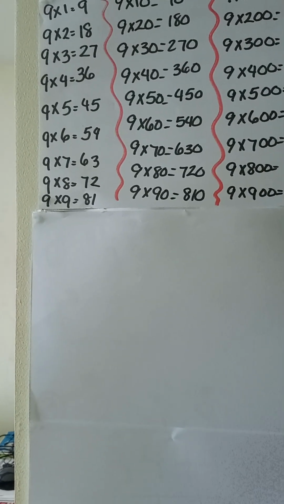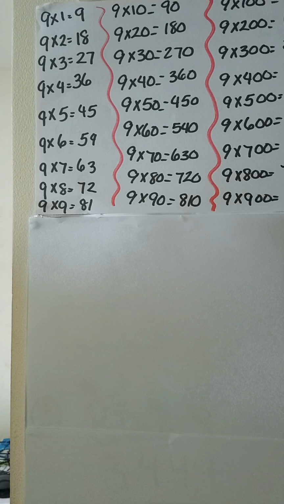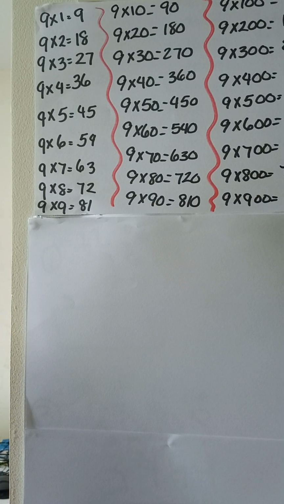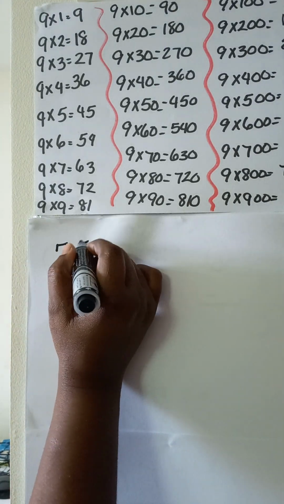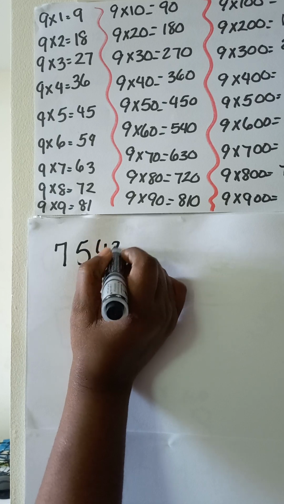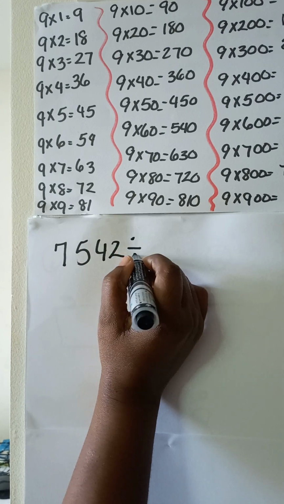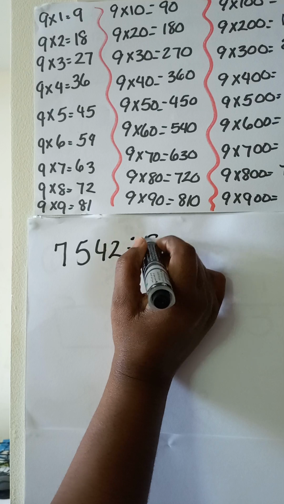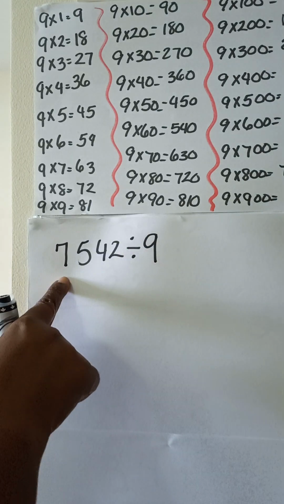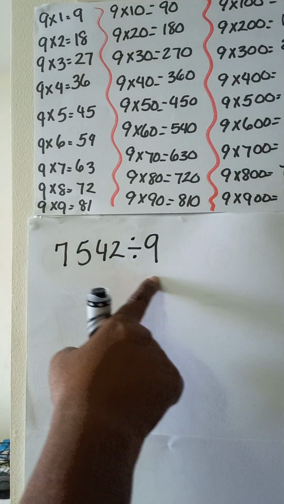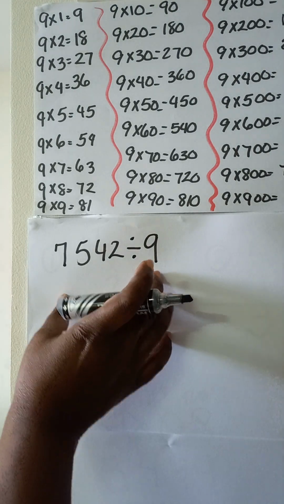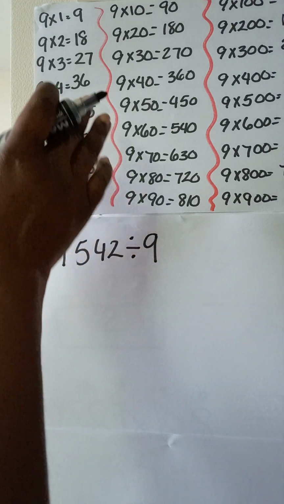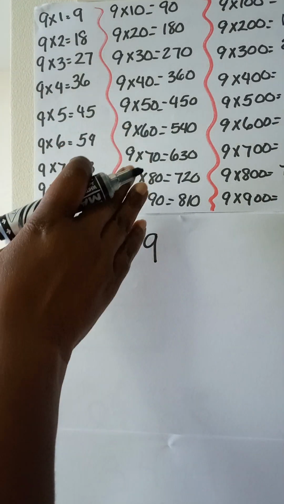So this problem that I'm going to work with you is like this. I have 7,542 divided by 9. We need to learn how to set this problem up so we could divide using our partial quotients.